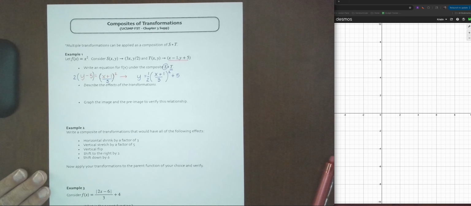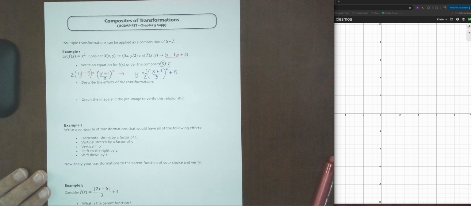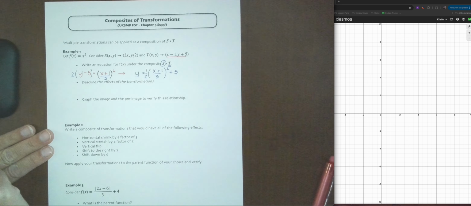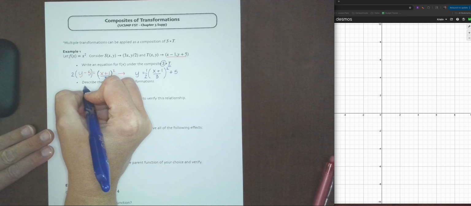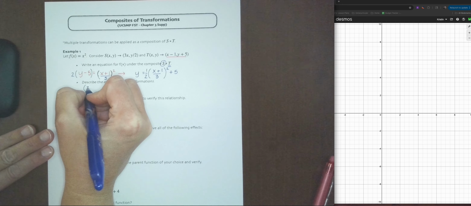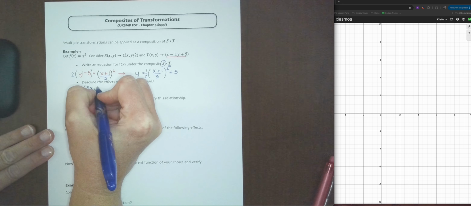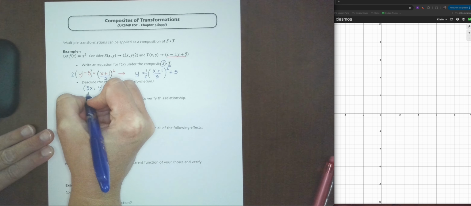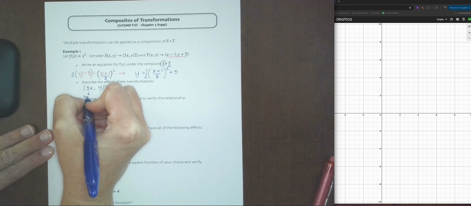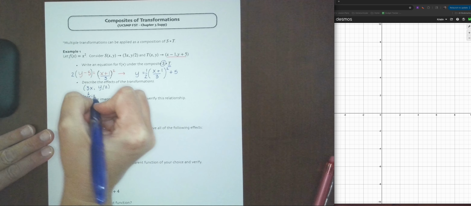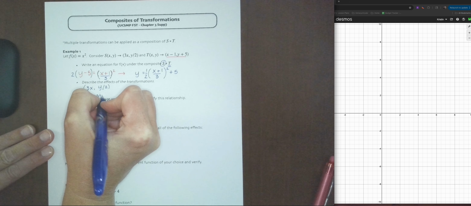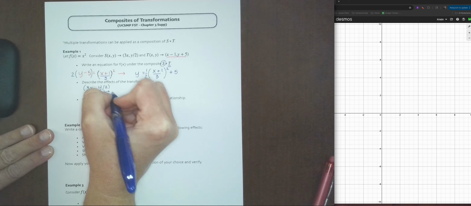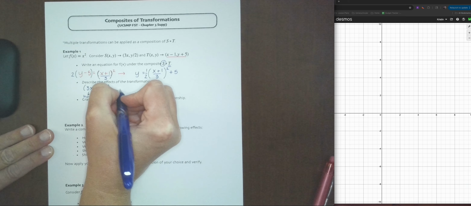Okay, describe the effects of the transformation. I think you guys can handle this. We've done this a lot. But there's 4 things we have to identify here. So in the 3x, the scale change rule, 3x and then y divided by 2, I would say that this represents a horizontal stretch because we're multiplying by 3. And the y over 2 represents a vertical shrink.